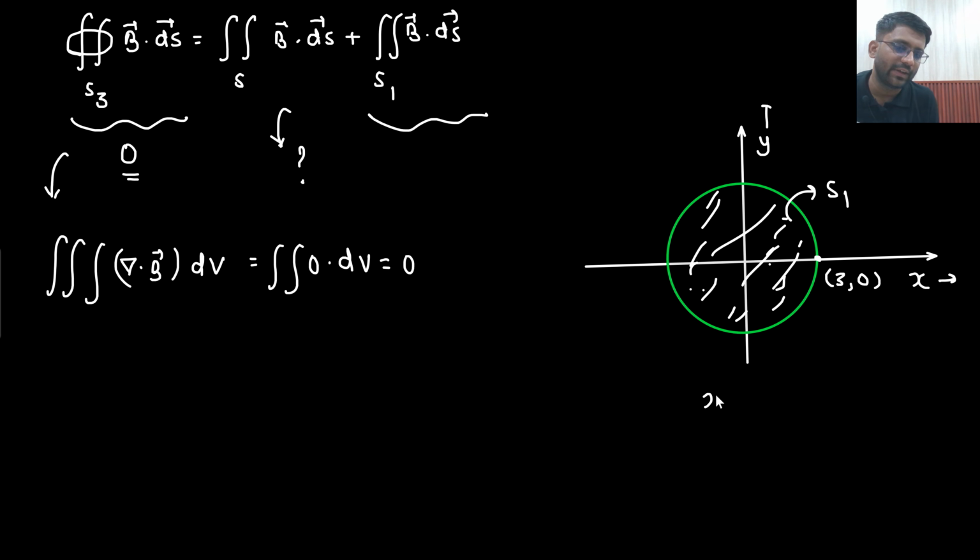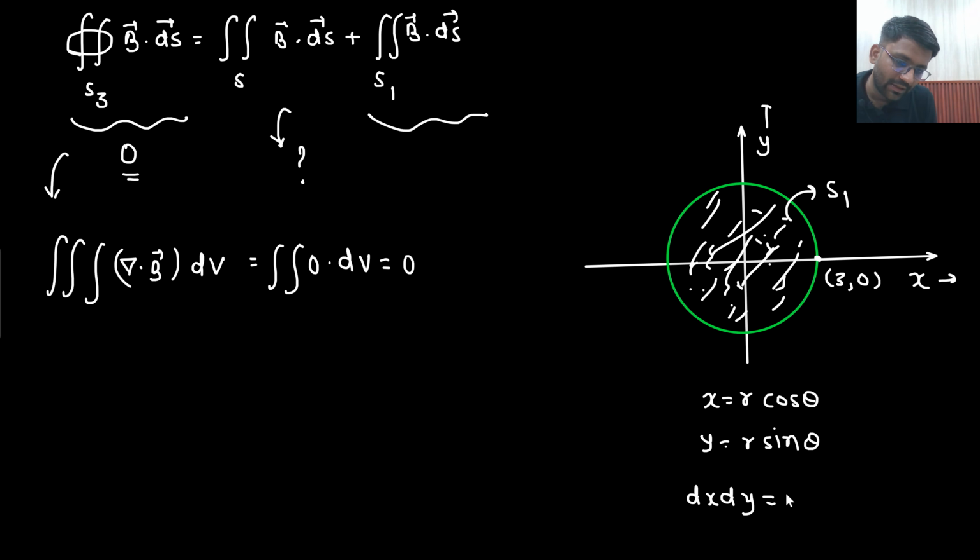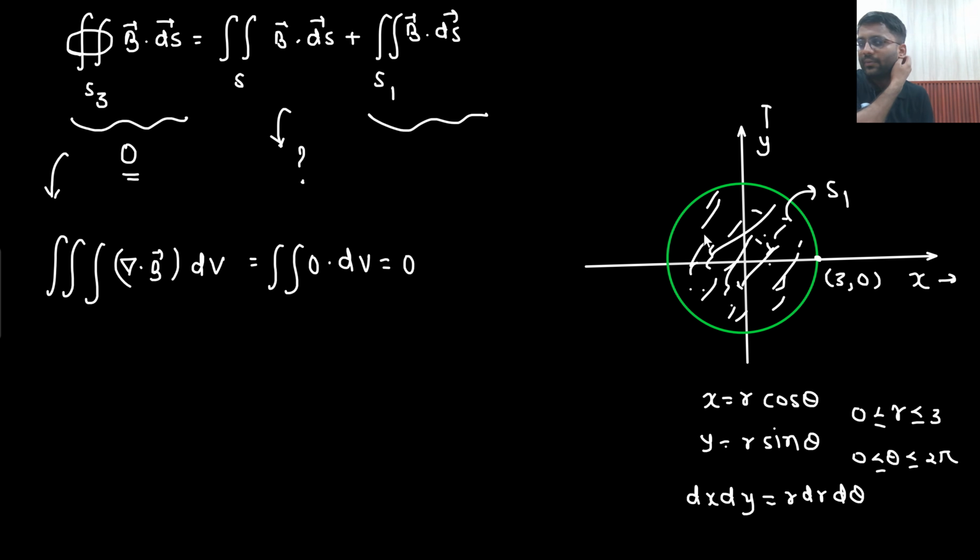So on this surface, what is the value of x? The value of x will be r cos theta, not 3 cos theta. You are moving on the surface, so on the surface the value of x is r cos theta. What is the value of y? y is r sin theta. And what is the value of dx dy? That is nothing but r dr d theta. From where to where is r going? r is going from 0 to 3. And theta is going from 0 to 2 pi. There you go. So this is what we are supposed to calculate. For S1, and not closed, we are supposed to calculate B dot ds.